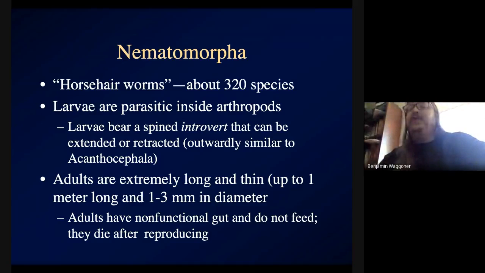The adults are very long and thin, giving rise to the name horsehair worm because they can be up to 1 meter long and 1 millimeter in diameter. There's an old superstition that if you soak a horsehair in water, it will turn into a snake. This doesn't actually happen. I've tried. But it's probably based on seeing nematomorph worms, which do look a little bit like an animated hair. They can be that thin because the adults don't have a functional gut. They emerge from their hosts, reproduce, and then die.